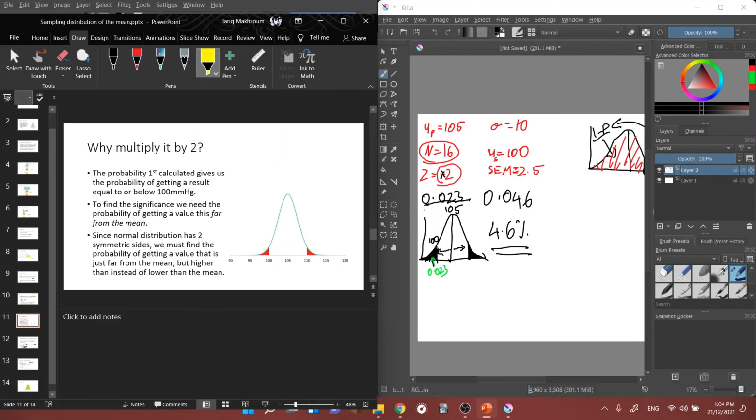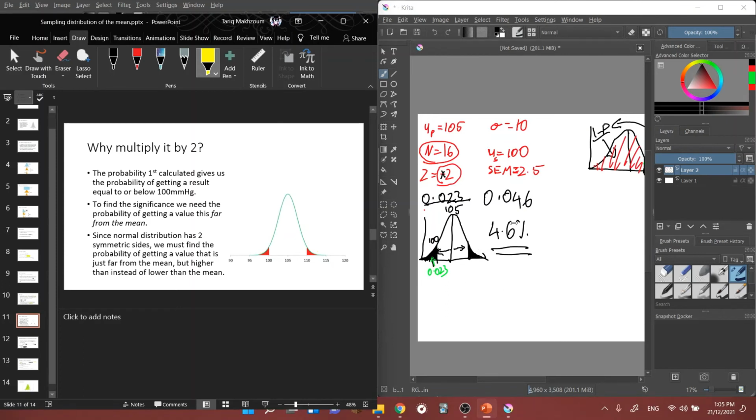So just to recap, why do we multiply it by 2? When we first found the z value and looked at it in the table, it gave us the probability of getting this part of the graph over here, of getting a sample mean of 100 or lower. But we need to find the probability of getting a value that's this far away from the mean, and it could be lower or higher. So we need to find both sides of the graph.